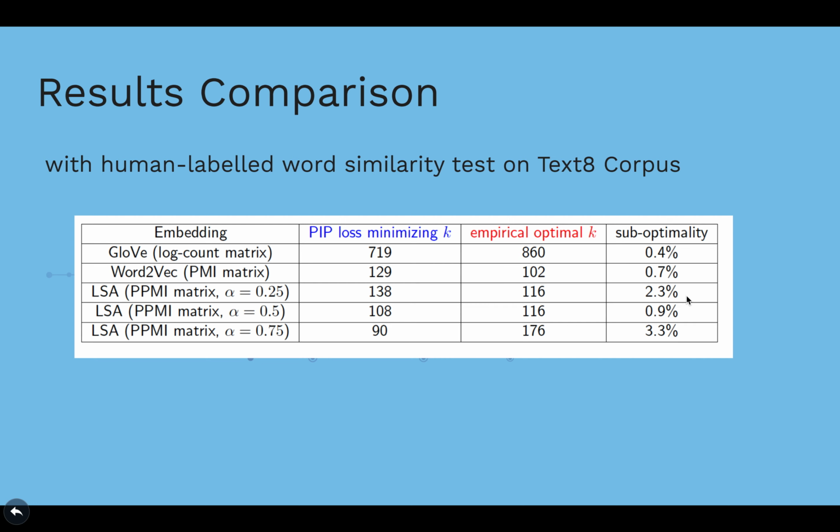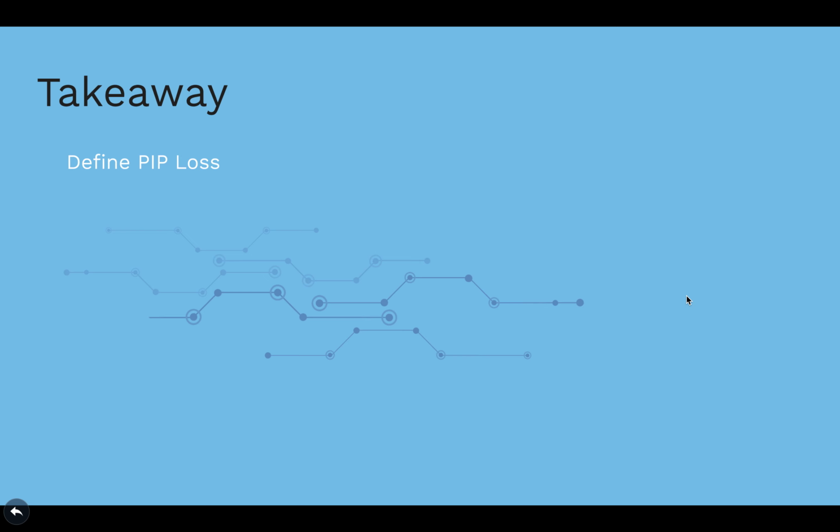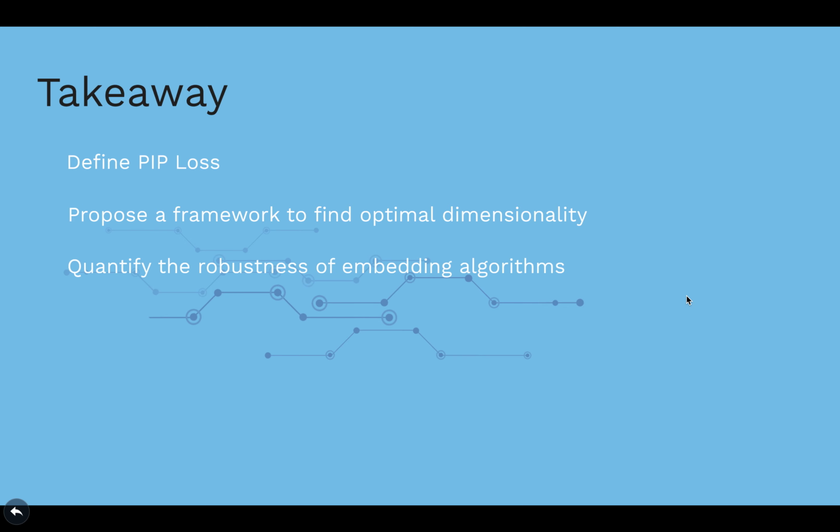So the takeaway from our work is, first, we define the PIP loss, a novel metric that quantifies differences between word embedding matrices. Second, we propose a framework to find optimal dimensionality. Third, in our paper, we also quantify the robustness of some major embedding algorithms.